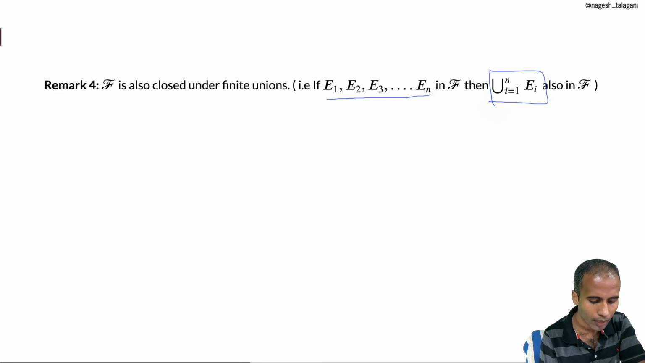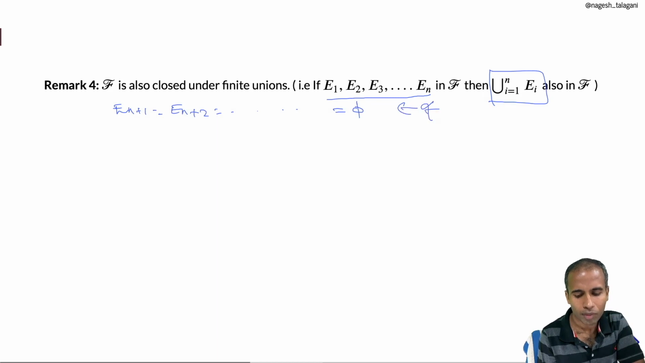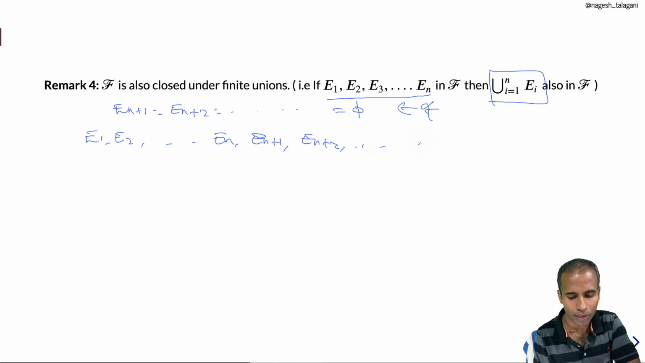What you do, simply, you take En+1, En+2, and so on, all equal to the empty subset. These are all candidates from the sigma field, right? By condition 1, the empty subset is always a candidate in the sigma field. So if I take En+1, En+2 all equal to the empty set, they must be candidates from script F. Now we have E1, E2, and so on, En, En+1, En+2, and so on. We have a countably infinite collection. These are all candidates from script F.